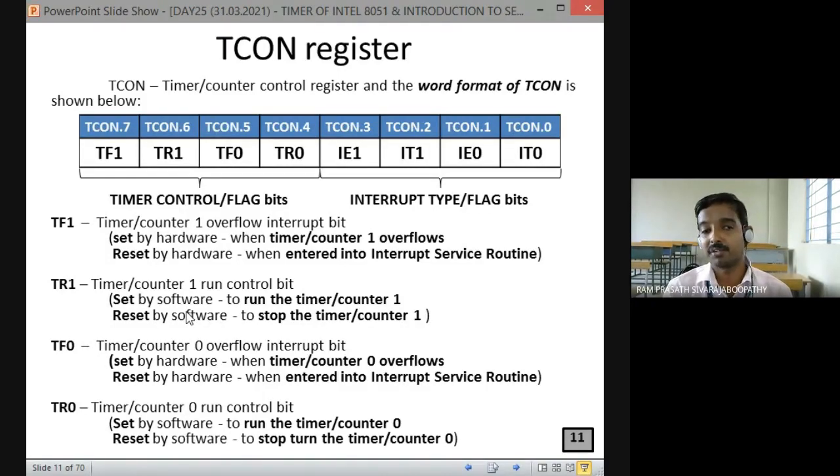I have to stop, disable timer 0. What must be the instruction we can use? Yes, very good. CLR TR0. Based upon the need, using bit instructions, you can control it. Now you realize the importance of bit operation. Without affecting the other bits in TCON, you can set or clear an individual bit. So here bit operation is very, very important. It is going to play an important role.